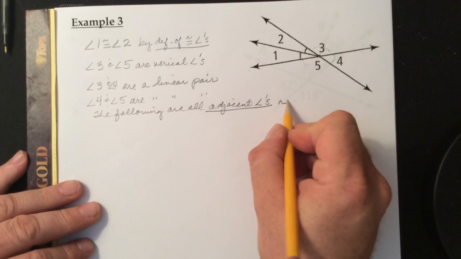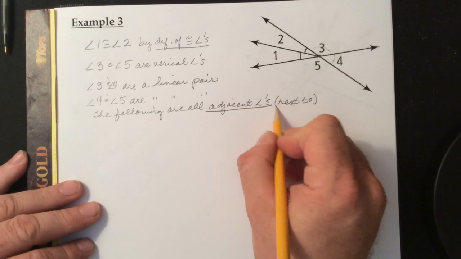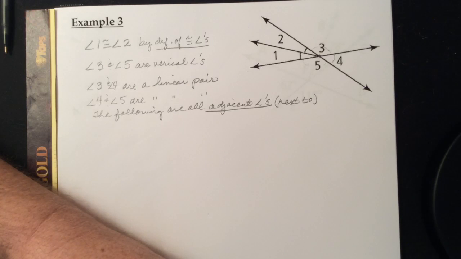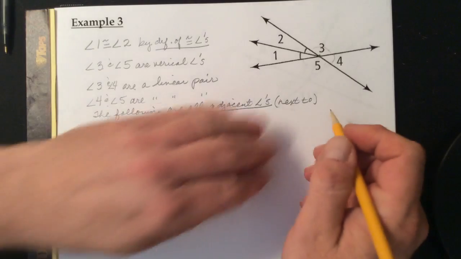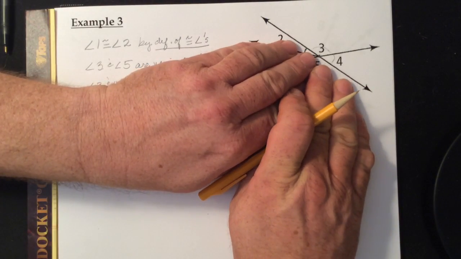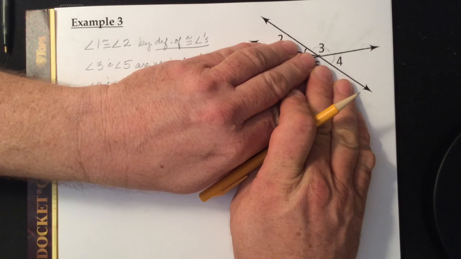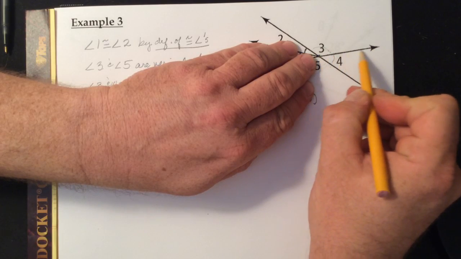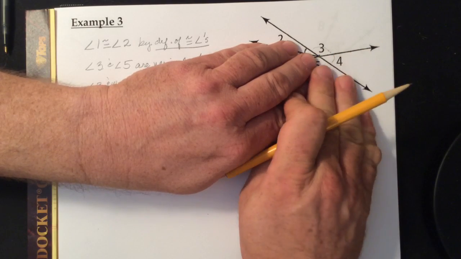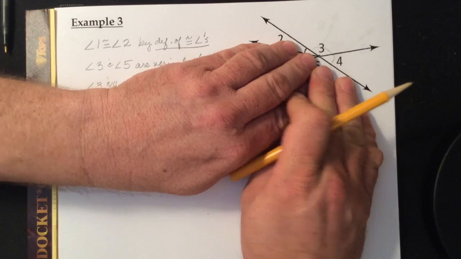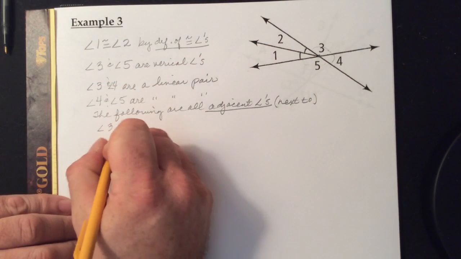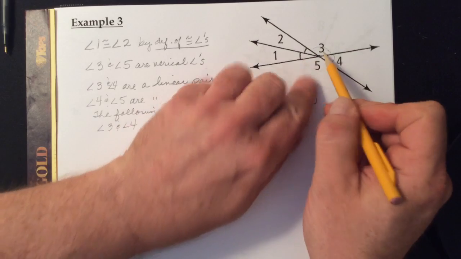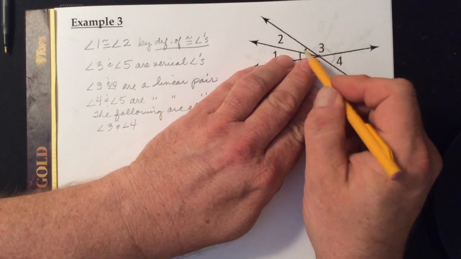Adjacent means next to. And remember the formal definition, adjacent angles have to share a common ray and they cannot overlap. So for instance, let's take a look back at angles 3 and 4 again. That was a linear pair, but they're also adjacent angles because angle 3 and angle 4 share this ray and they don't overlap each other. So angle 3 and angle 4 are adjacent. Take a look at angle 3 and angle 2. Angle 3 and angle 2 are adjacent.